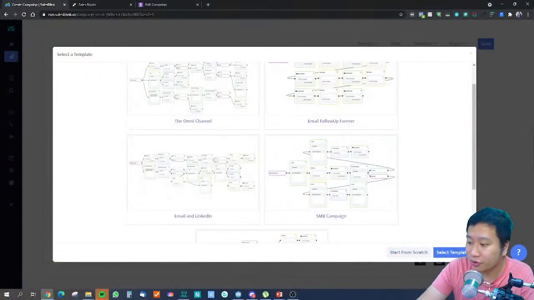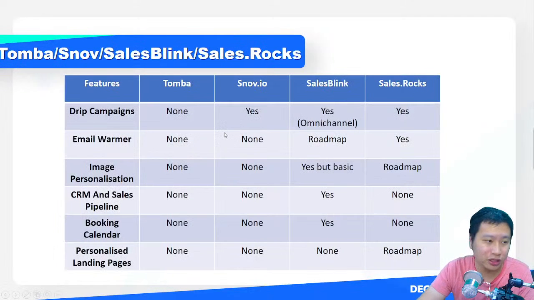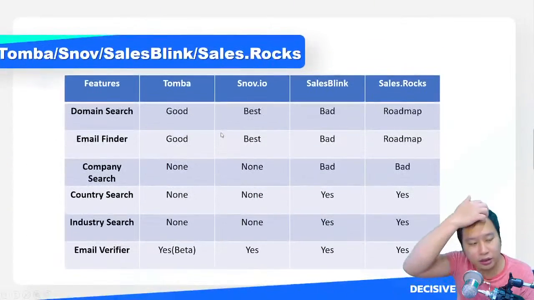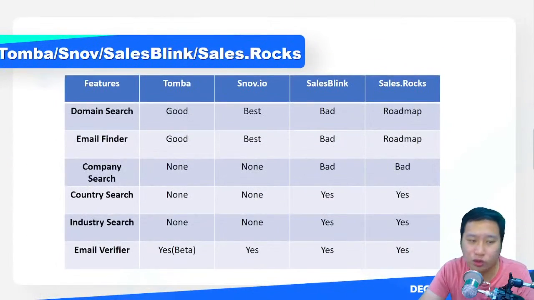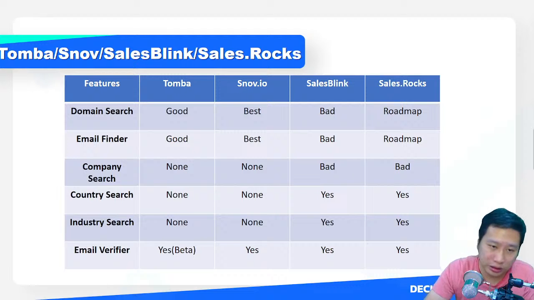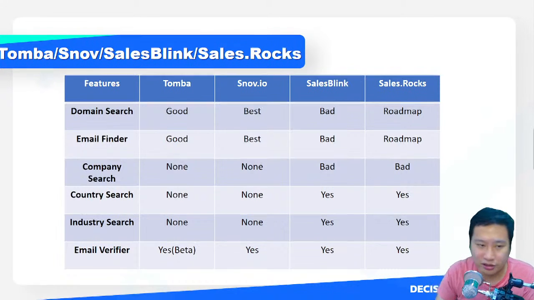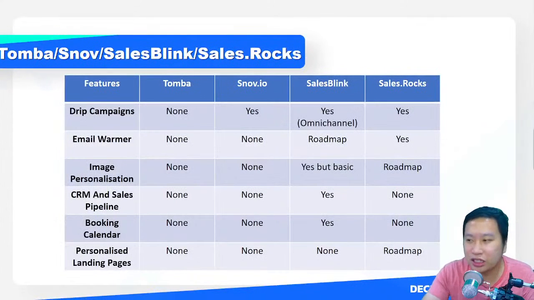In my previous video I already shared a comparison between Tomba, Snove, Sales Bling, and Sales Rocks. A lot of people are still thinking, should I grab Sales Bling? Should I stick with Sales Rocks? And so on. So I'm just going to make a comparison specifically on what Sales Bling does best, which is the drip campaigns.